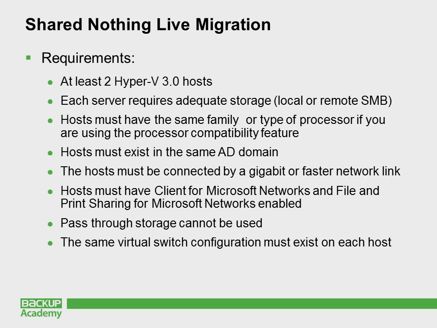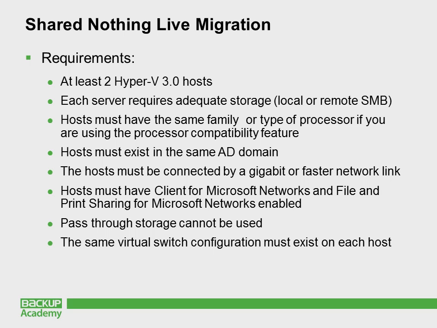The first of those criteria is that you have to have at least 2 Hyper-V 3.0 hosts. Those can be standalone hosts or they can be clustered. It doesn't really matter. The next requirement is that each server requires adequate storage. This can be local storage or it can be remote storage in terms of SMB. The third requirement is that hosts must have the same family or type of processor if you're using the processor compatibility feature. Next, hosts must exist within the same Active Directory domain. If you've got hosts in different domains and you want to live migrate between those, well, that's not something that you're going to be able to do, unfortunately, at least not with this version of Hyper-V.